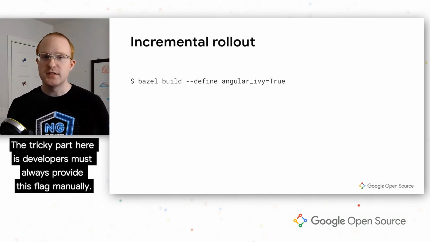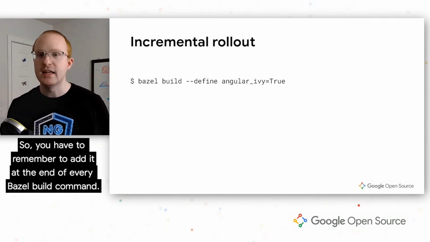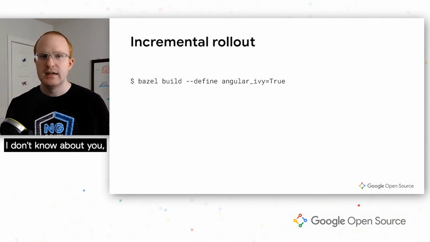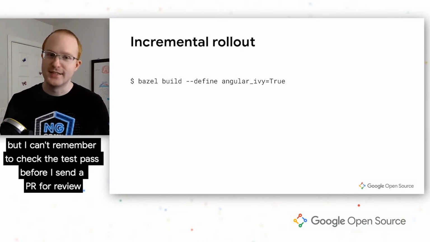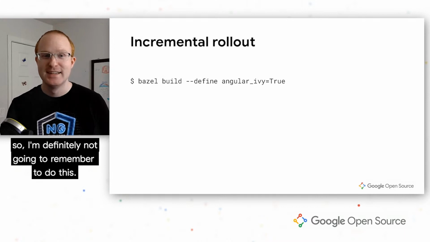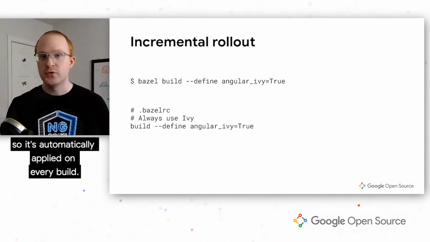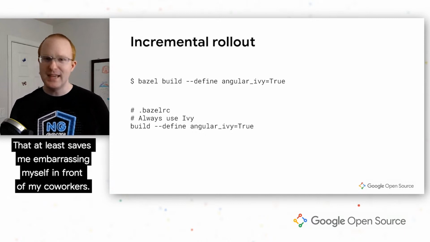The tricky part here is that developers must always provide this flag manually, so you have to remember to add it at the end of every Bazel build command. I don't know about you, but I can't remember to check the test pass before I send a PR for review, so I'm definitely not going to remember to do this. Alternatively, we could add this flag to our Bazel RC configuration file, so it's automatically applied on every build. That at least saves me from embarrassing myself in front of my coworkers.